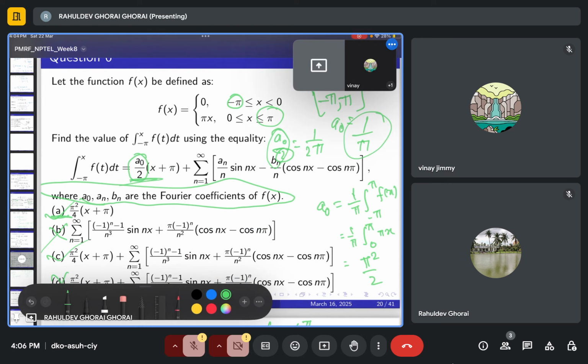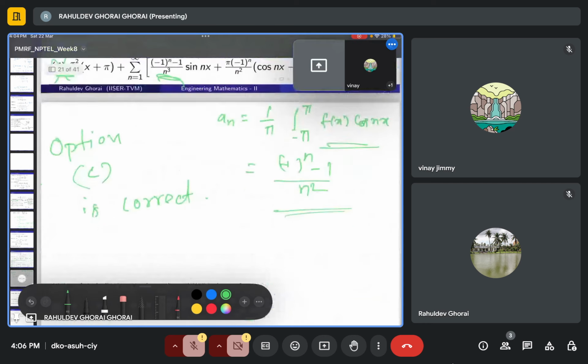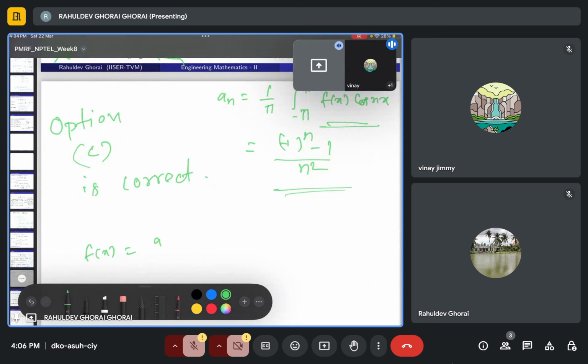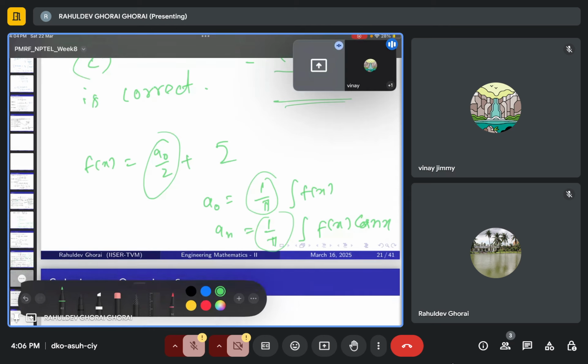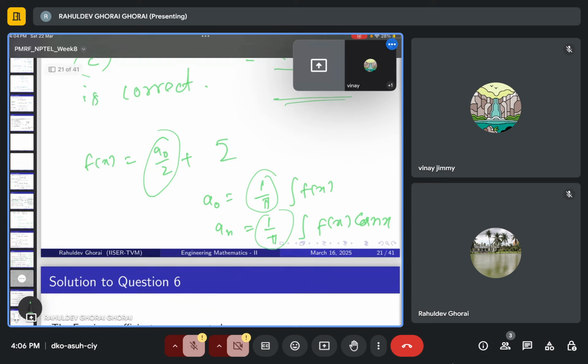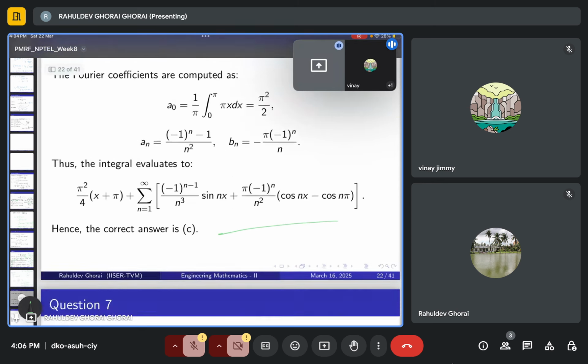That's the confusion. So that's why people write f(x) as a naught over 2 plus the summation, and then a naught is just 1 over pi times the integral of f(x), and a n will also be 1 over pi times the integral of f(x) cos nx, and b n will be 1 over pi times the integral of f(x) sin nx. Only the thing is here it will be a naught over 2. Then you don't get any problem. You can remember it like this. That's the standard way people write it. See, this is the answer.